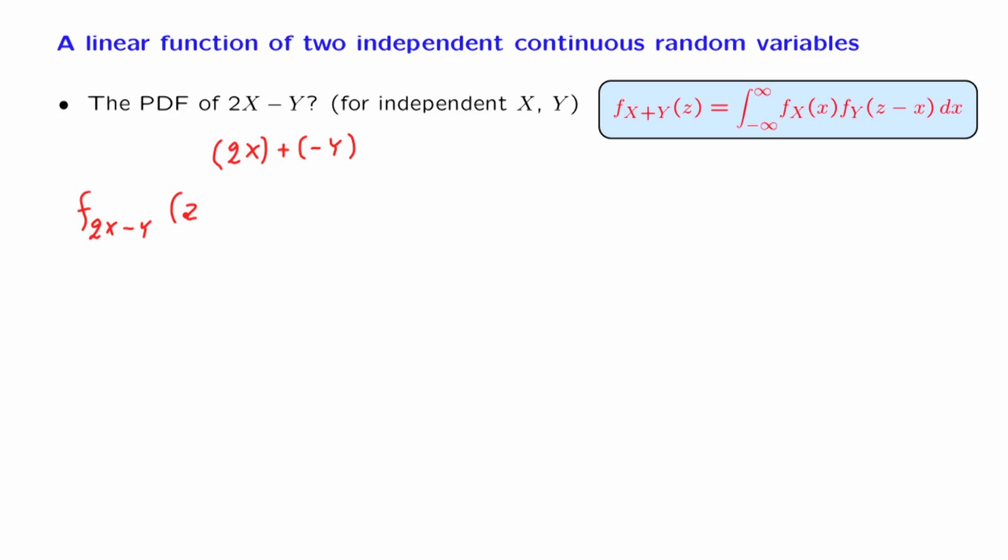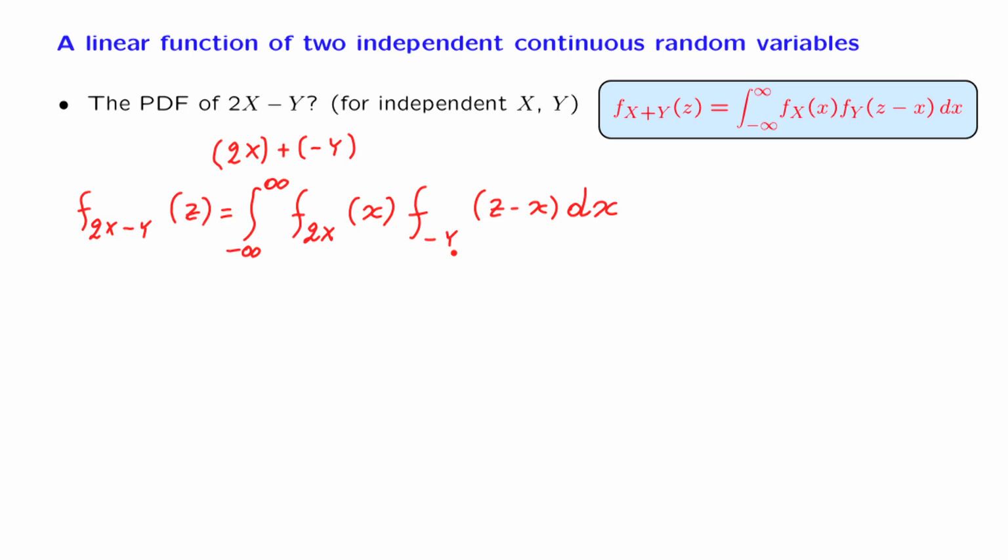And we obtain the following. It's an integral from minus infinity to plus infinity of the density of the first random variable that we're adding, which is the random variable 2X, times the density of the second random variable, and in this case the second random variable is minus Y. And all that we need to do now in order to complete the solution of the problem is to figure out these two PDFs, the PDF of 2X and the PDF of minus Y. But this is a problem that we know how to solve.